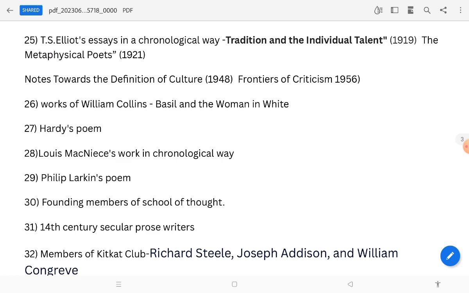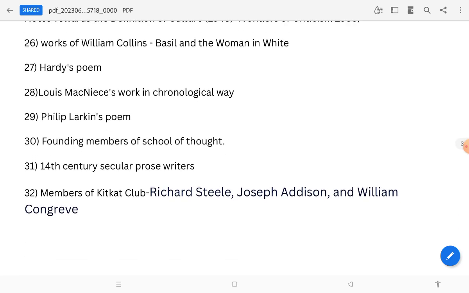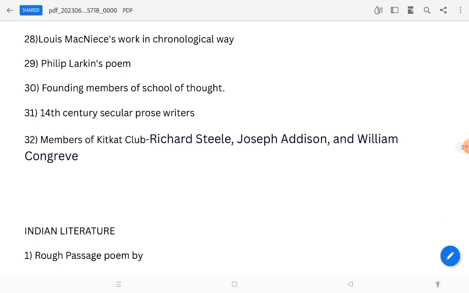So you have to arrange it in chronological order. Then question number 26, works of William Collins, you have to choose the right one, and the answer will be Basil and The Woman in White. Then there is a question from Hardy's poem. Then there is a question, Louis MacNeice's work, you have to arrange it in chronological order.